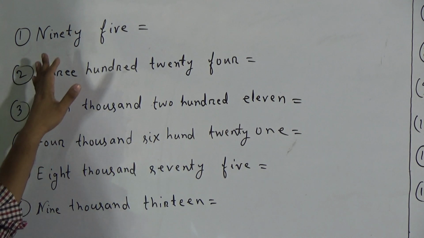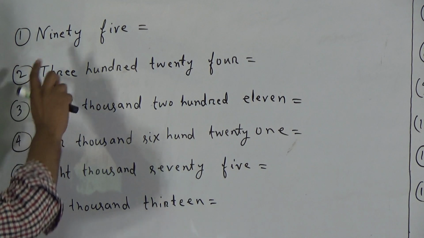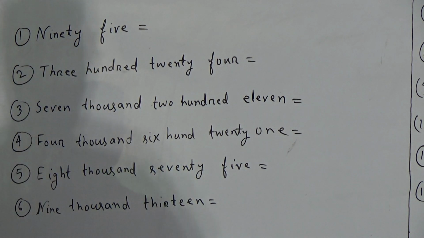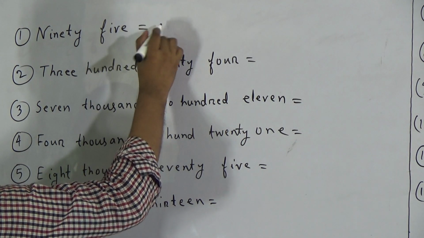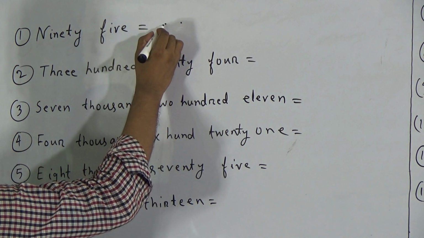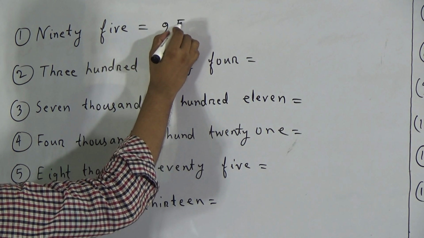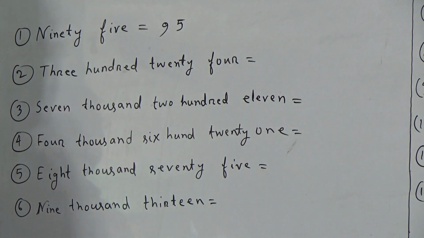In 95, only two places exist, tens place and ones place. In the tens place you have to write 9 and in the ones place you have to write 5. So to write 95, we will take only two places, this is for tens place and this is for ones place, and in the tens place we will write 9 and in the ones place we will write 5. 95.